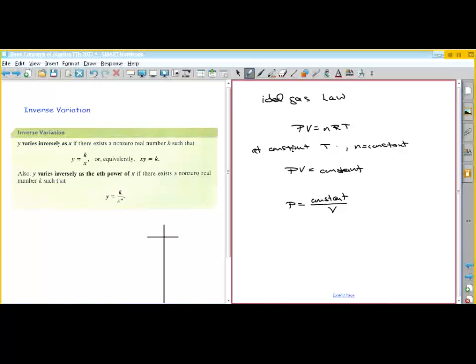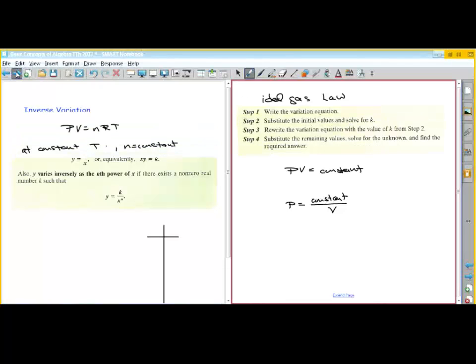And I'm trying to think of other things. It has to do with forces or energy between two objects, like the gravitational energy between two objects is inversely proportional to the distance.